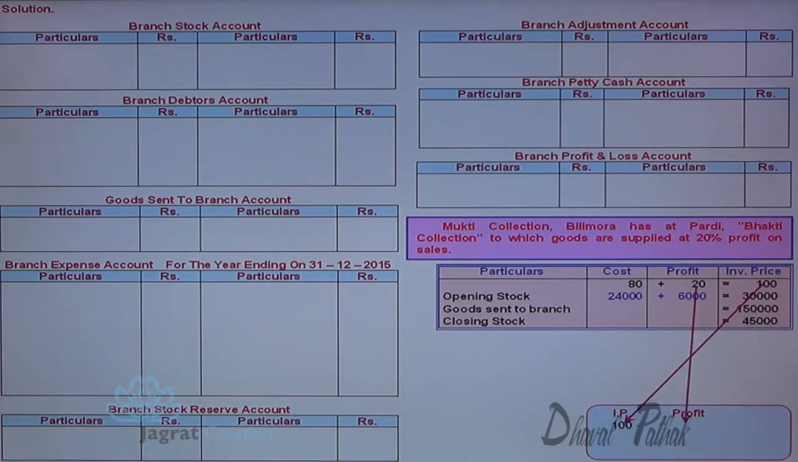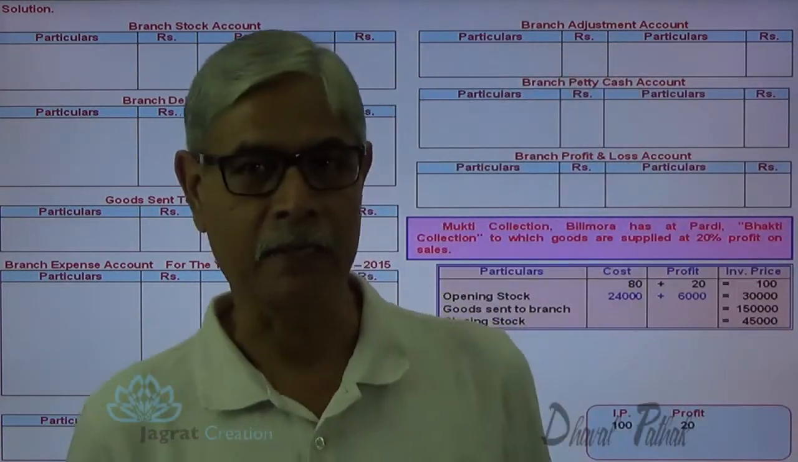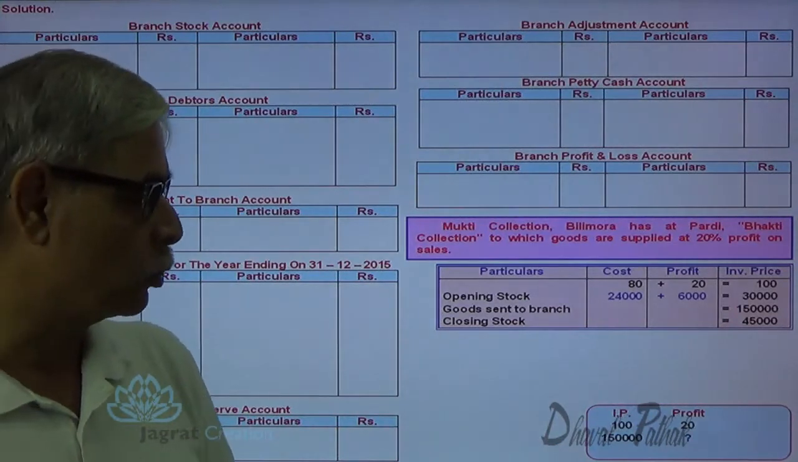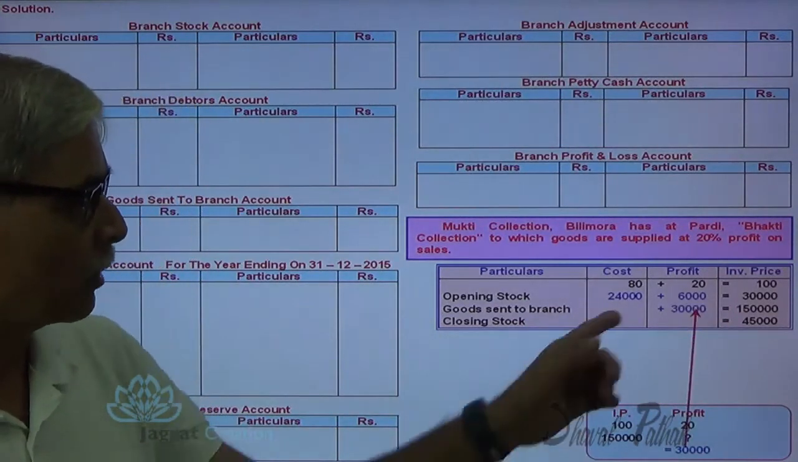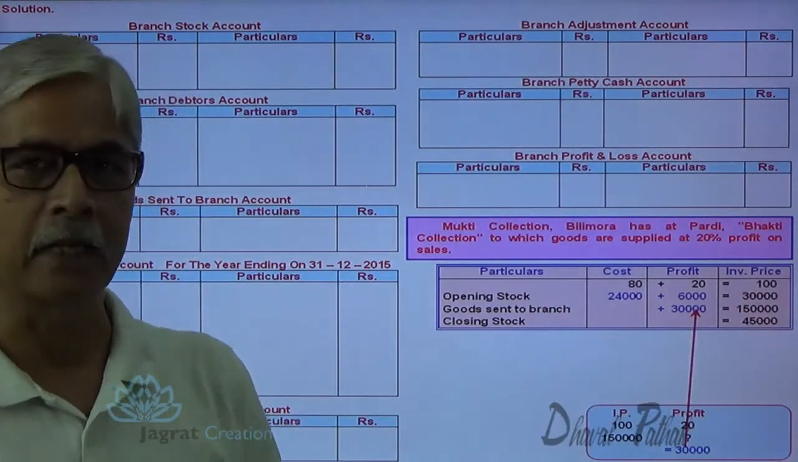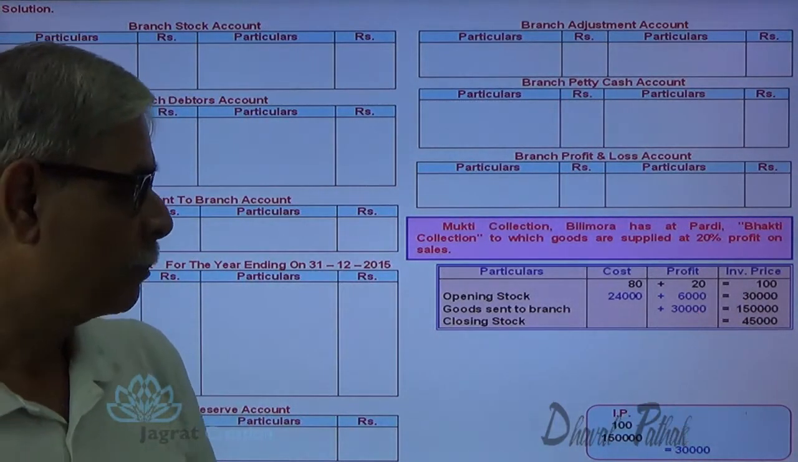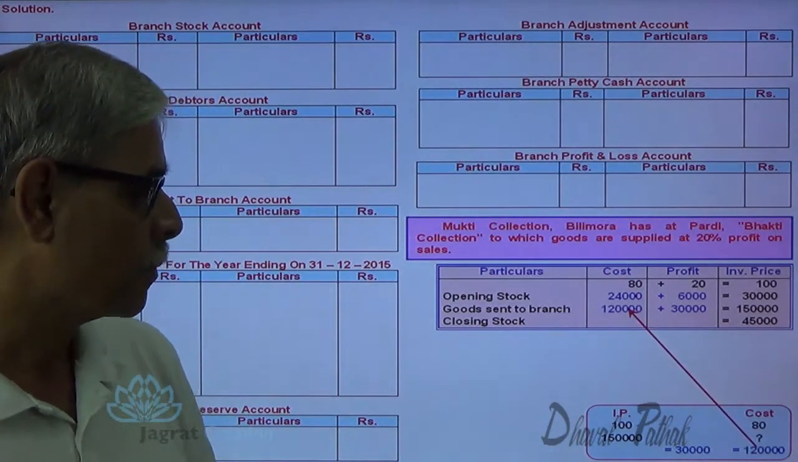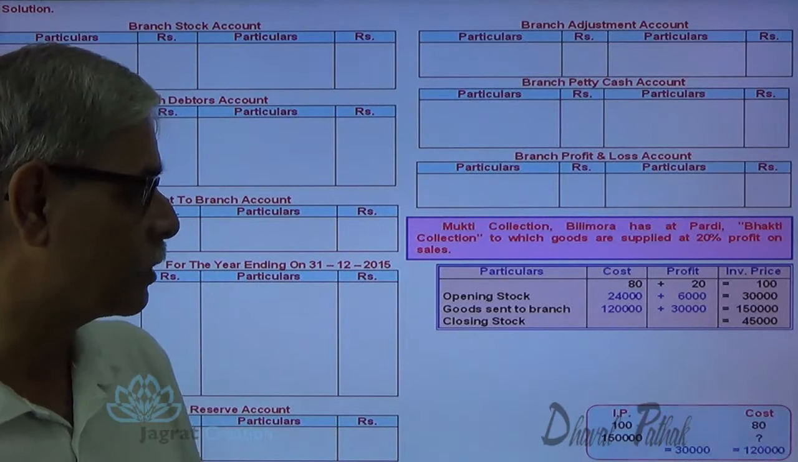100 is the invoice price, then 20 is the profit. How much for 1,50,000? So 1,50,000 into 20%, that works out to be 30,000 is the profit element. What is the cost element? 150 minus 30, that is 1,20,000. But you can work out 100 is to 80 cost, how much for 1,50,000? 15 into 8 is 120, so 1,20,000.